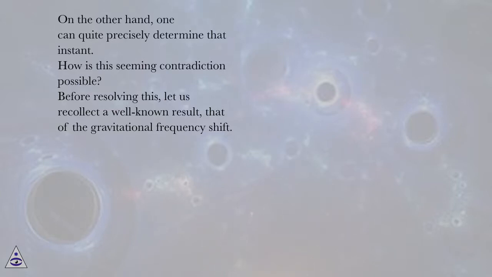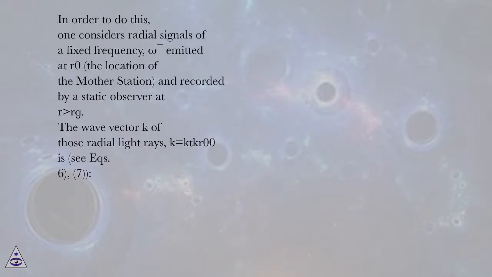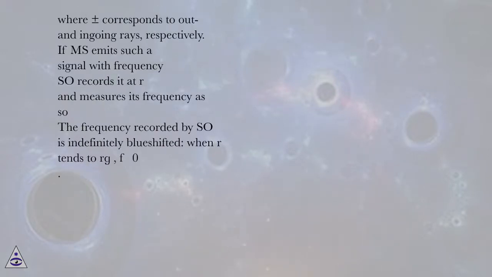Before resolving this, let us recollect a well-known result, that of the gravitational frequency shift. In order to do this, one considers radial signals of a fixed frequency, omega-bar, emitted at R0, the location of the mother station, and recorded by a static observer at R greater than R_g. The wave vector k of those radial light rays, k equals k^t k^r, is, Eq. 6-7, where plus or minus corresponds to out and ingoing rays, respectively. If MS emits such a signal with frequency omega-bar, SO records it at R and measures its frequency as omega_SO. The frequency recorded by SO is indefinitely blue-shifted when R tends to R_g.